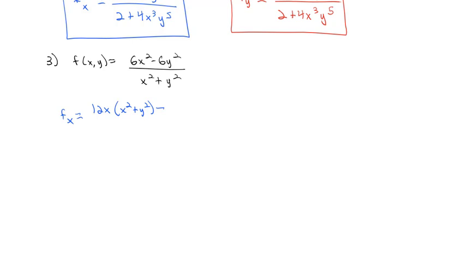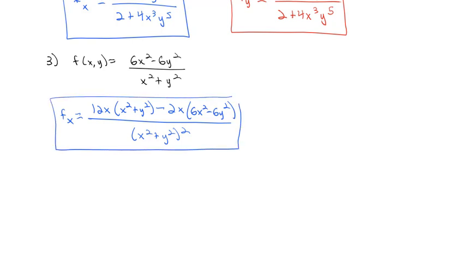minus the derivative of the bottom with respect to x. So we have 2x. Again, the y squared goes to 0 because there's no x's on it. Times the top, which is 6x squared minus 6y squared, all over the denominator squared. X squared plus y squared squared. And that gives us the partial derivative of f with respect to x. It helps us measure how the function is changing in the x direction.